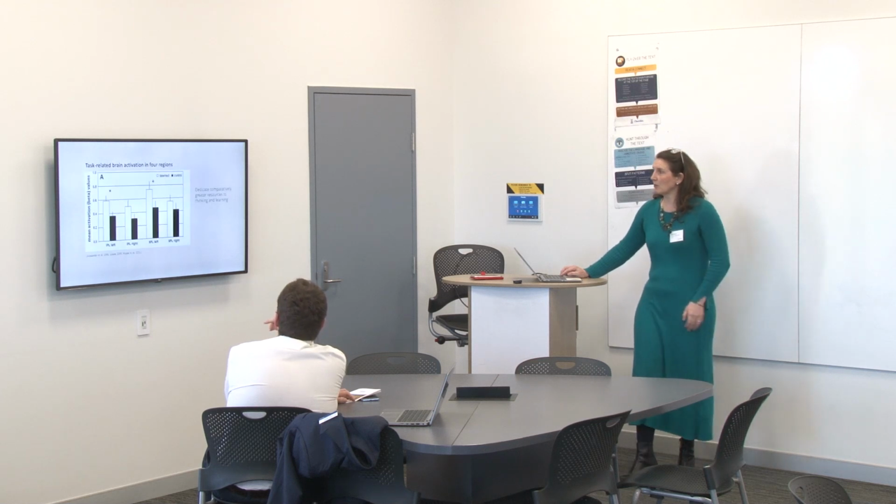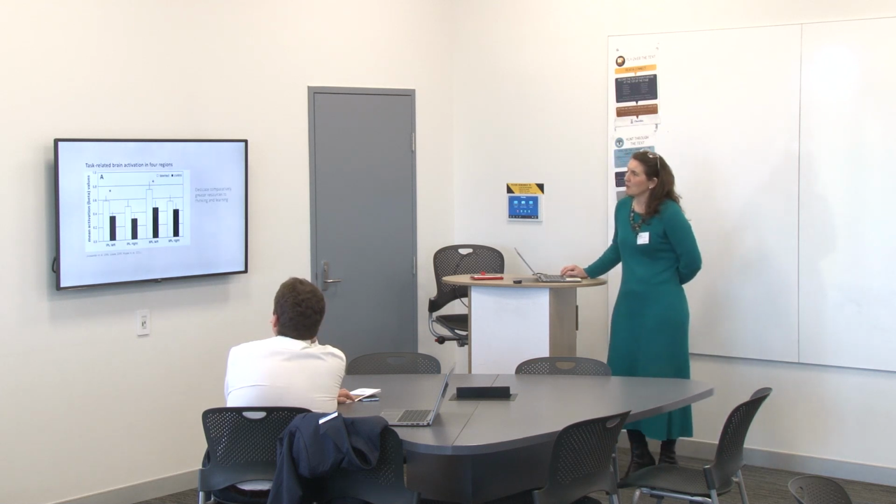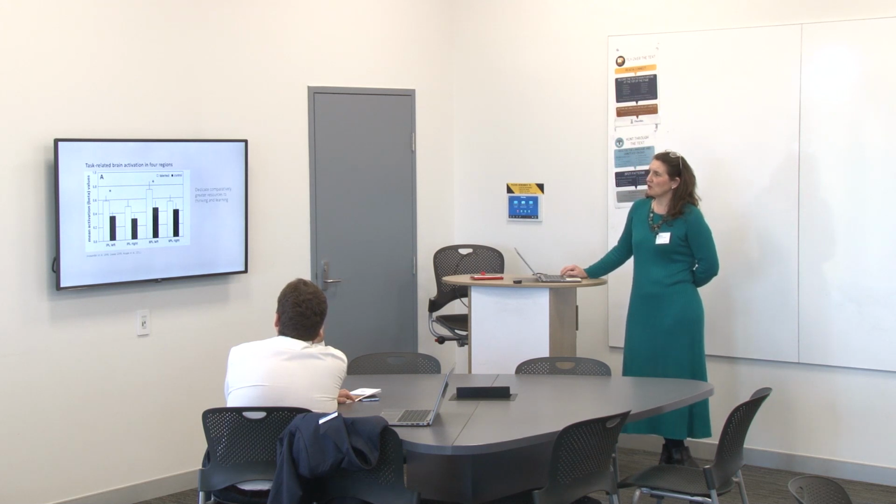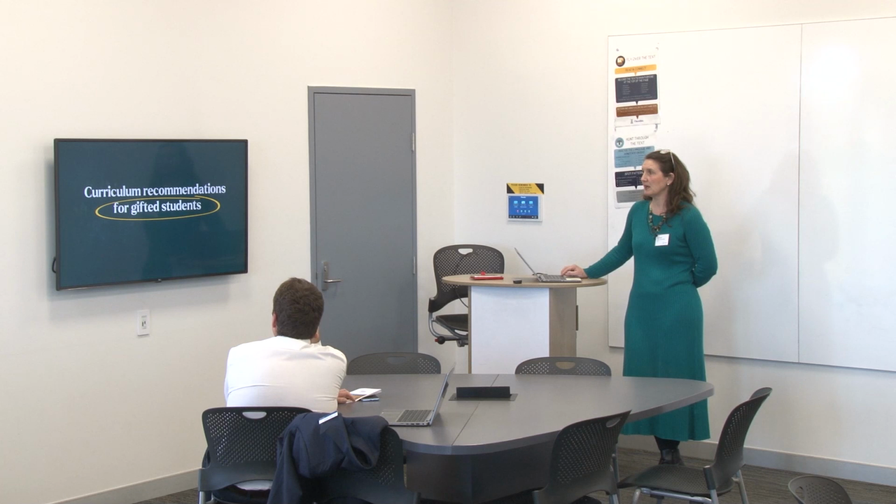And here's just one example of that. This is 4 areas of the brain that have been scanned during a task, and you can see that the gifted students, here labelled as talented, they are dedicating more resources to thinking and learning than their peers.